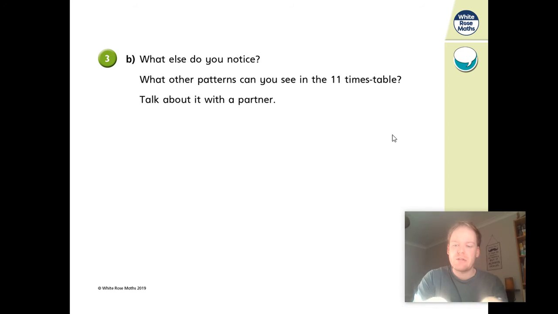Now, there's a big white space on your sheet here. You might want to write it out and see what happens. Talk about it with a partner, talk about it with an adult at home, or a sibling. If you've got a younger sibling, now is a brilliant opportunity to teach them the 11 times table.